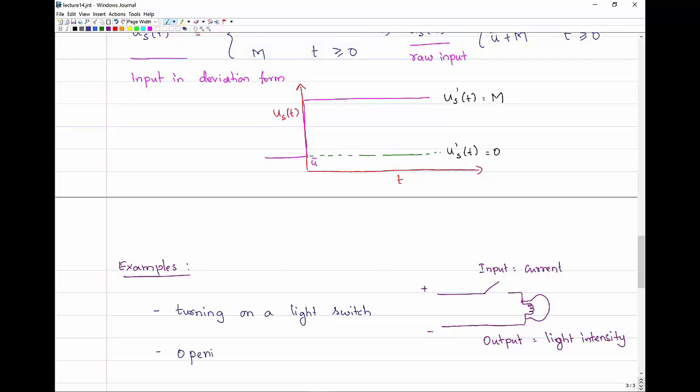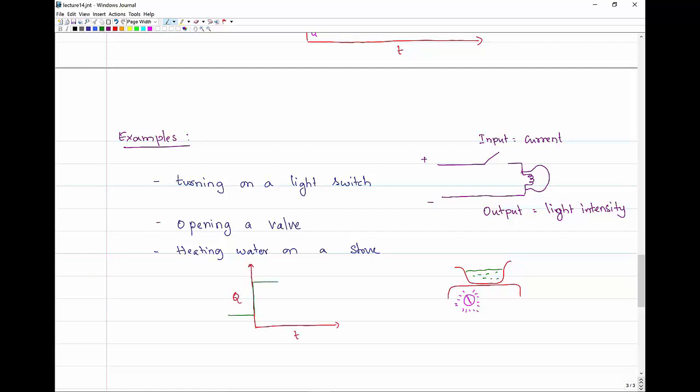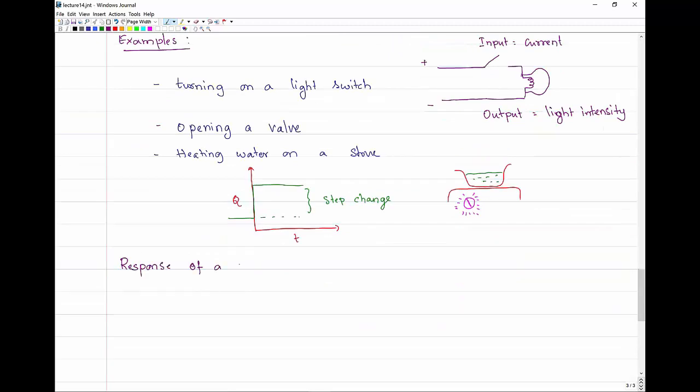Opening a valve is another example, or heating water on a stove. When you change the knob on the stove abruptly from one position to a new position, that is equivalent to changing the heat input to the process in a step fashion. Now let's try to understand how a first order transfer function responds to step changes in its input.